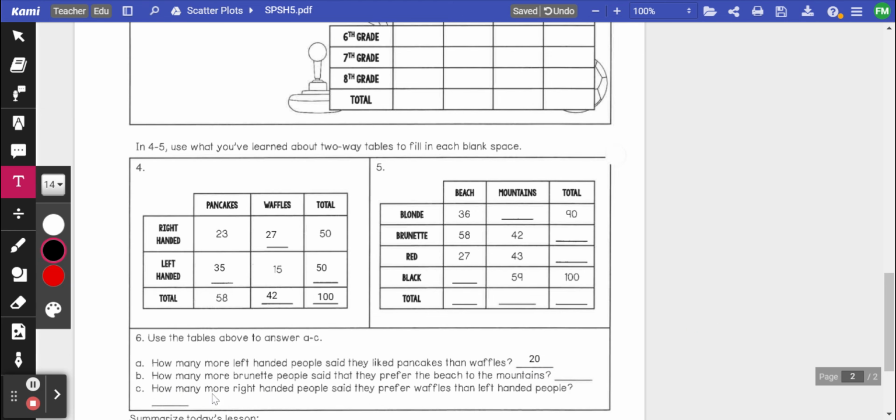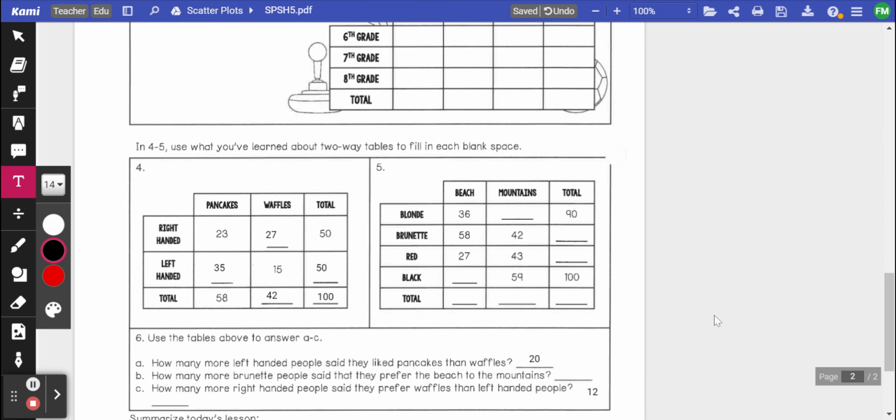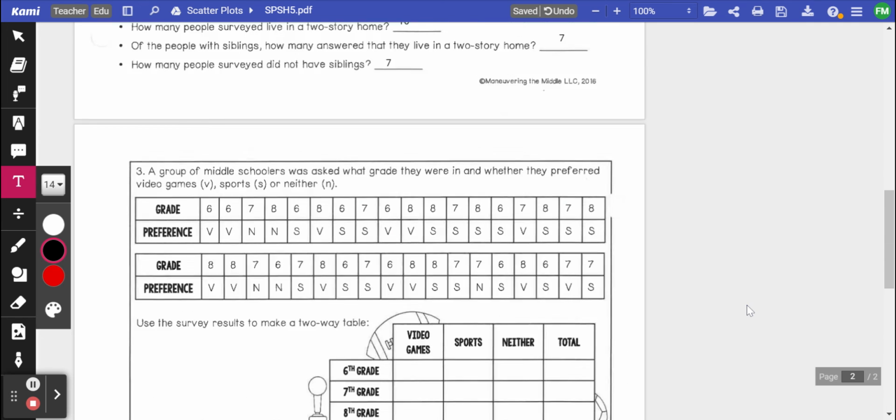Okay. And you go down to see how many more right handed people, looking at these numbers, said they prefer waffles than left handed people. So now we're comparing right handed people to left handed people on waffles. So now we look at that. Well, that's a difference of 12. I'm just going to stick it over here. Good enough. Okay. So hopefully that gives you an idea of how data tables work.